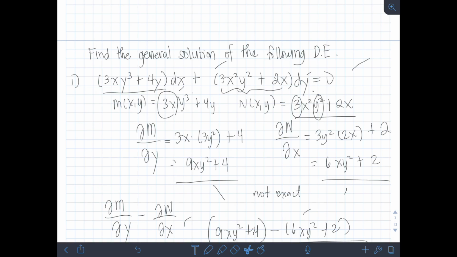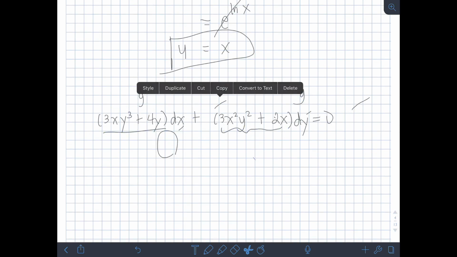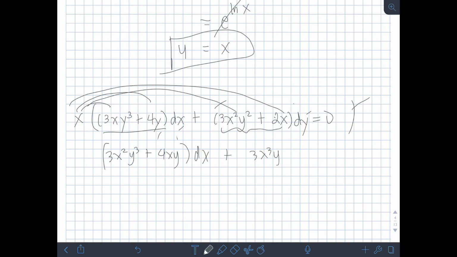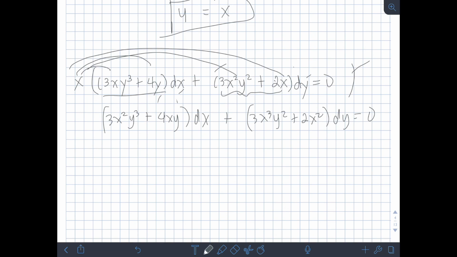Okay, so, copy ko dito yung given DE natin. Okay, so, ito siya, di ba? So, imumultiply ko ito sa nakuha nating integrating factor na u, which is x both sides. So, magiging ano na to? Distribute, magiging 3x squared y cubed plus 4xy dx plus, ito rin, distribute, 3x cubed y squared plus 2x squared dy equals 0. So, therefore, meron na tayong bagong M, which is ito, yung 3x squared y cubed plus 4xy. Tapos, meron na rin tayong bagong N of x comma y, which is this 3x cubed y squared plus 2x squared.